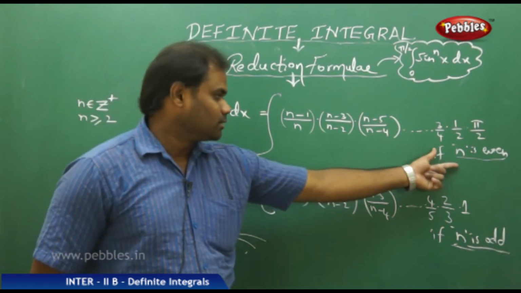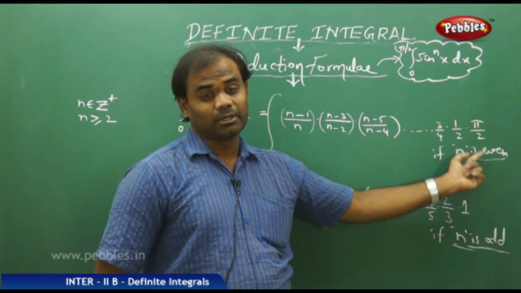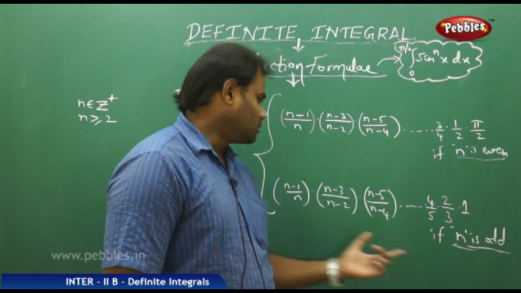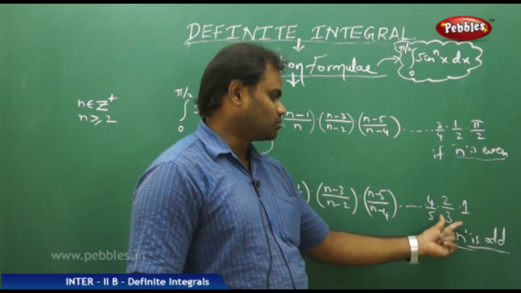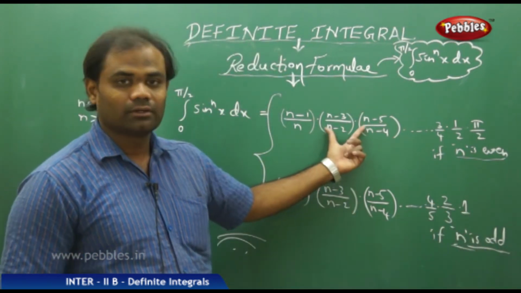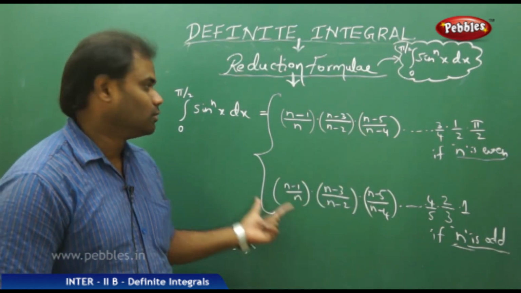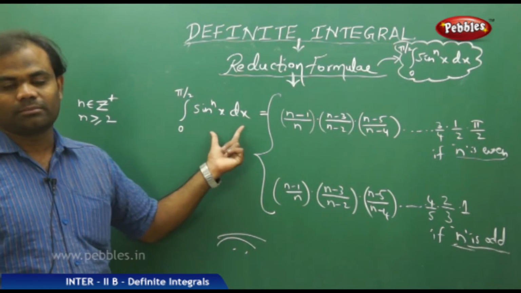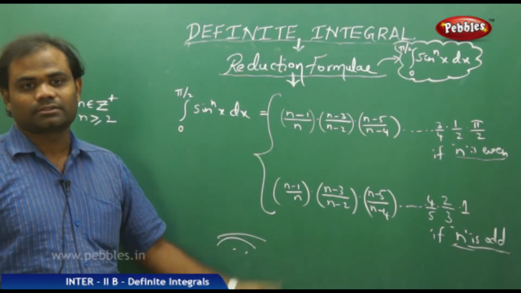If n is even, it is this times this times this, where the last term is pi by 2. If n is odd, then we have the same terms reduced to the last terms as 4 by 5 into 2 by 3 times 1. The cases of n even and n odd give two respective formulae for integral 0 to pi by 2 sine power nx dx.